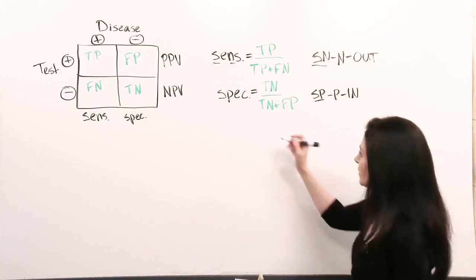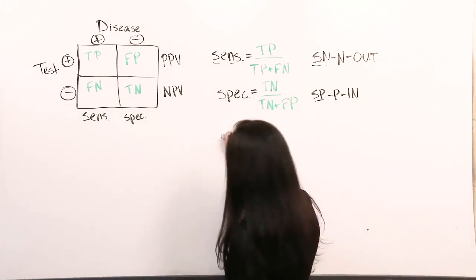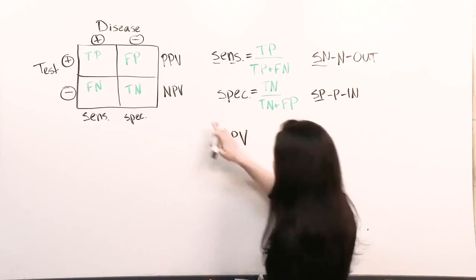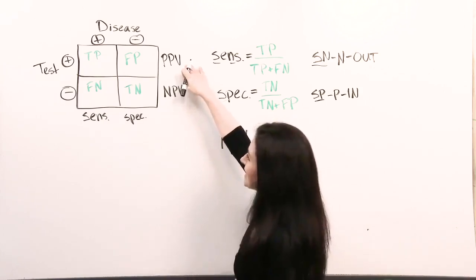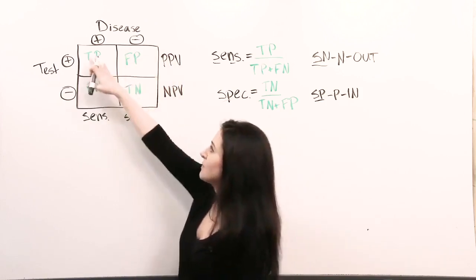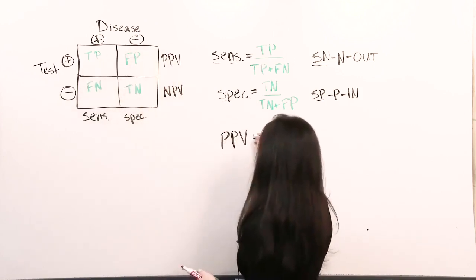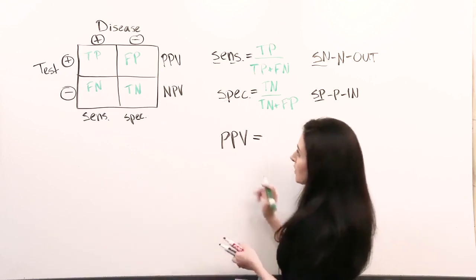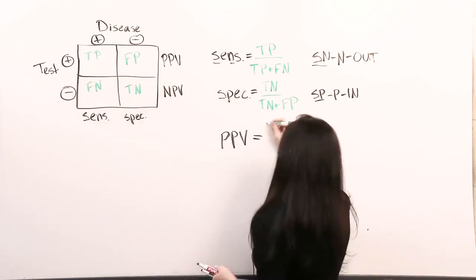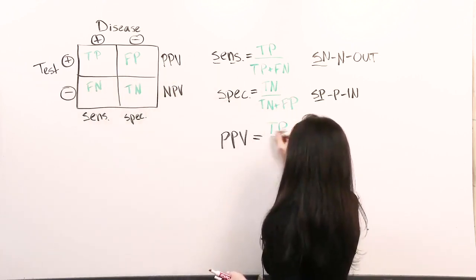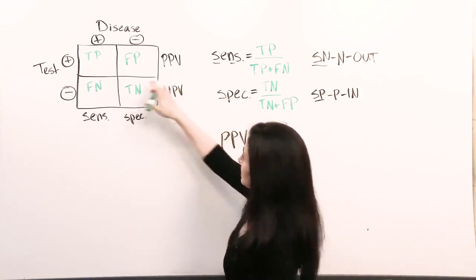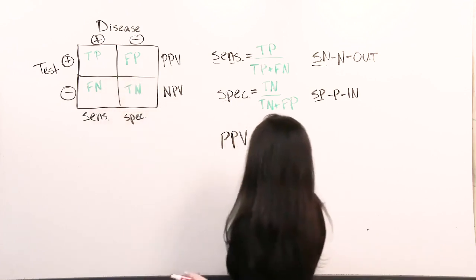All right, let's move on to positive predictive value. Positive predictive value is at the end of the test positive row. So we're only looking at people who have tested positive. Remembering that true is going to go on top, the true value here is true positive, and the sum is going to be true positive and false positive.